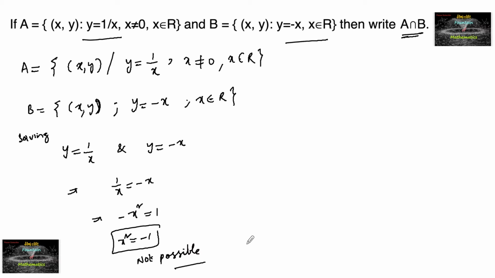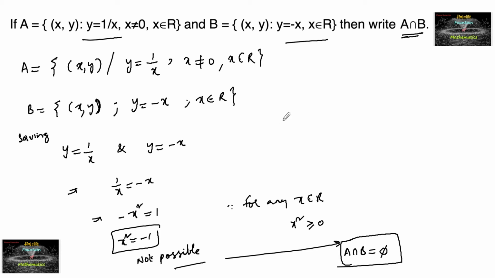This is not possible since for any x belongs to R, x square is always greater than or equal to 0. So it cannot be negative, it's a non-negative value. So for x square equal to minus 1, there is no value of x possible. Hence we can say that there is nothing common in these two sets, so their intersection can be taken as empty.